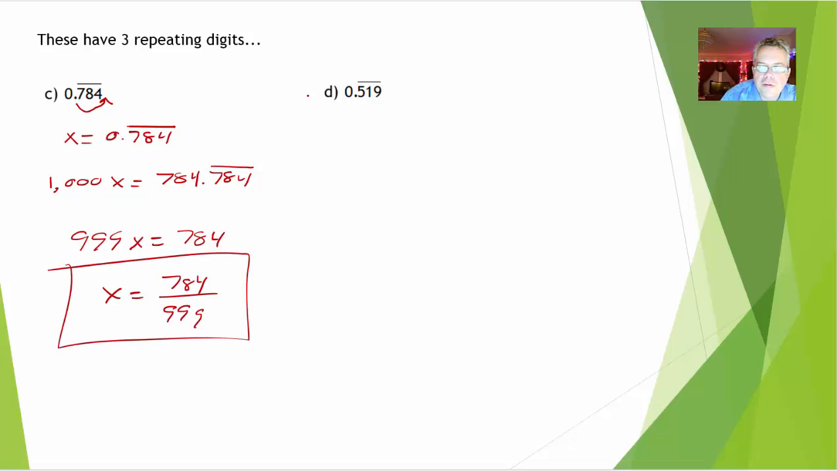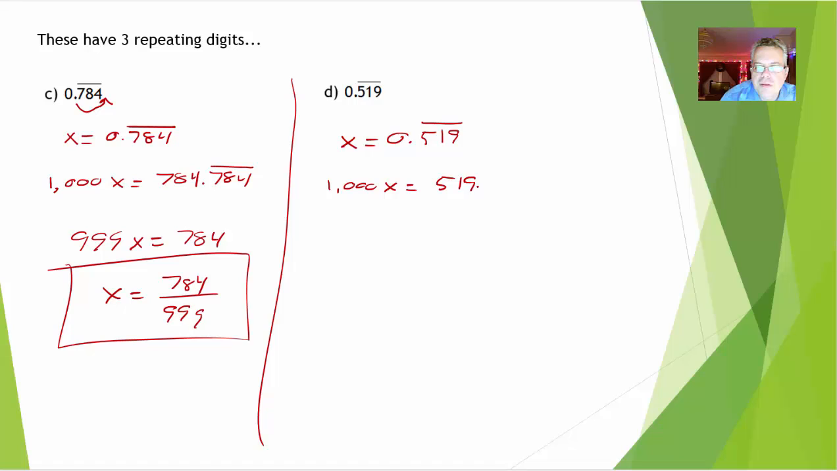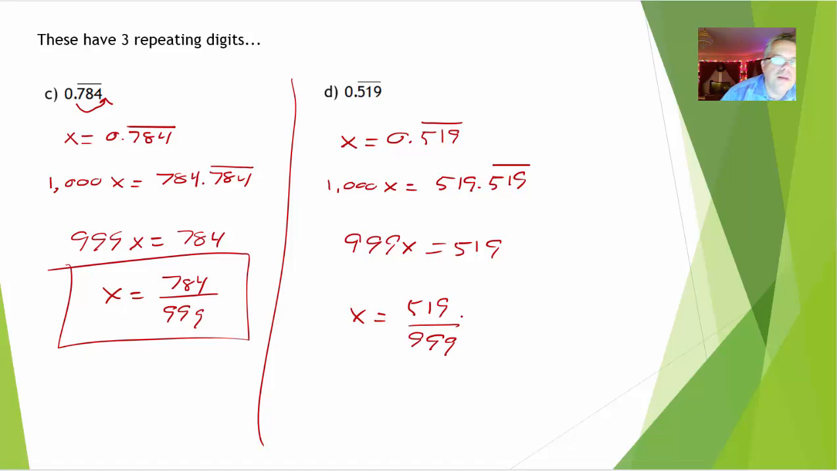Okay, check it out on the calculator. You'll see it works. Here we go, 0.519 repeating. So once you get this trick, this goes pretty quickly. So 1000x would be 519.519 repeating. So move the decimal place 3 times. And subtract, we get 999x, because that's 1000x minus 1x, equals 519, and then divide. Okay, so those are 4 examples.